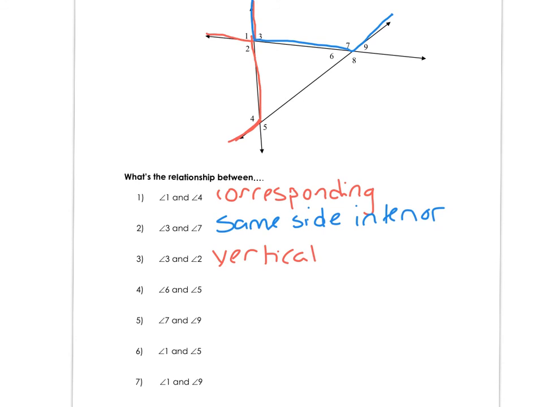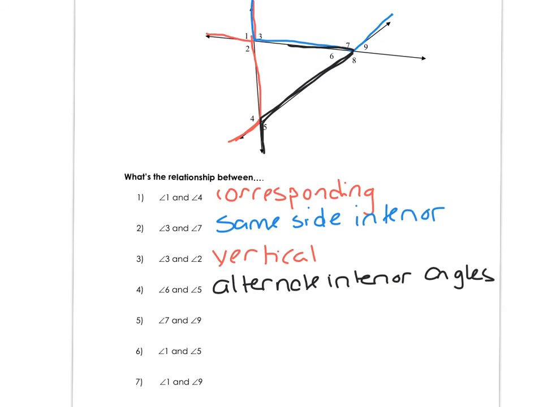Angle 6 and angle 5, if I trace them out, well, I get a Z. It's kind of a really messed up Z, but it's nonetheless a Z. Okay, they are alternate interior angles. Angle 7 and angle 9, well, I don't really need to trace them out. I can automatically tell that they form a linear pair.